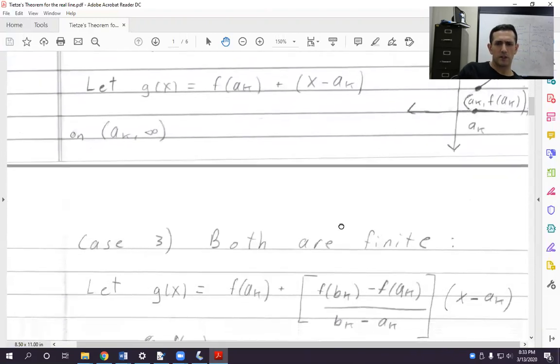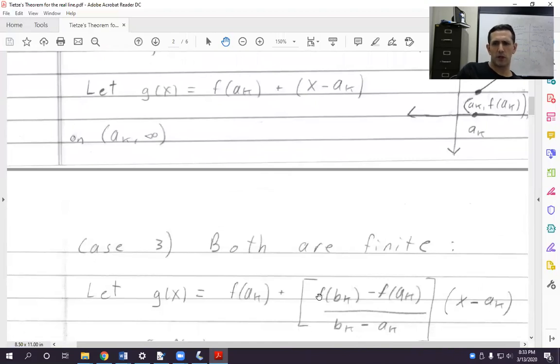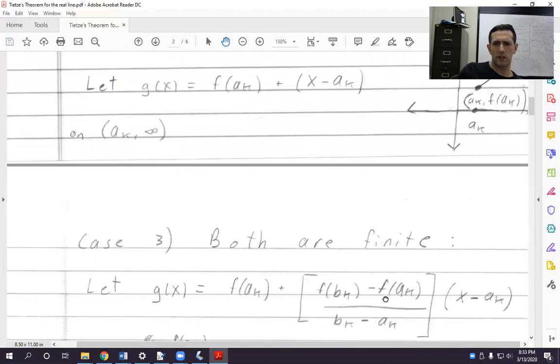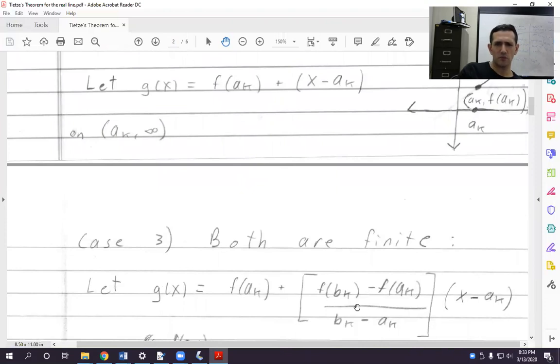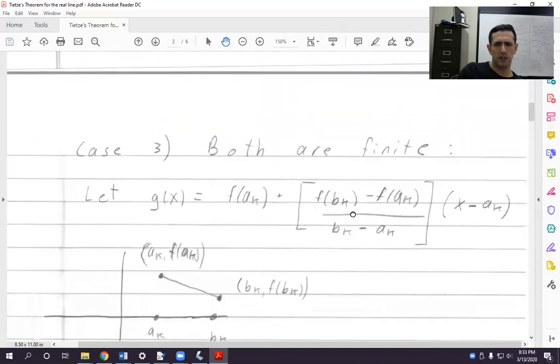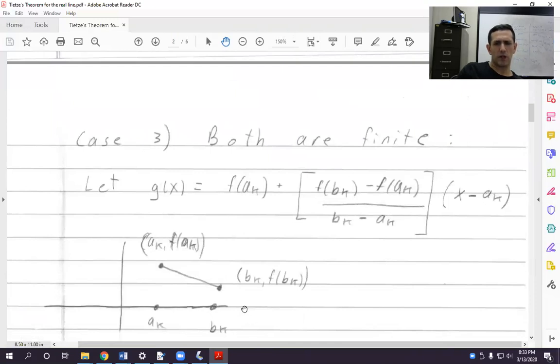Okay. So hopefully you remember that formula from Calc 1. If not, here's the secant line. And the picture is as follows. Here's a_k, b_k, both are finite. g(x) on the open interval a_k to b_k is just this secant line. And you can check, you plug in a_k, obviously get f(a_k). Plug in b_k, b_k minus a_k cancels b_k minus a_k, f(b_k) minus f(a_k) plus f(a_k).